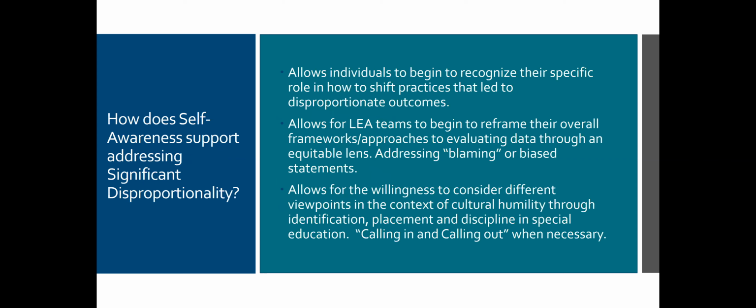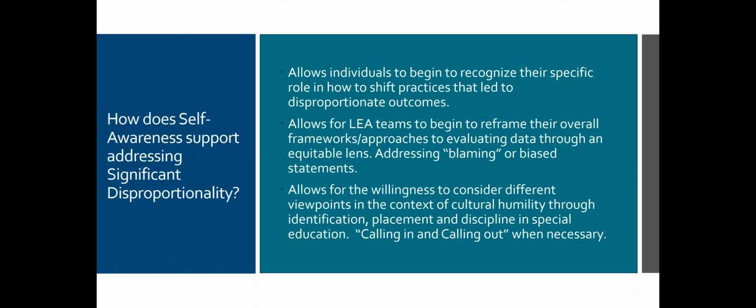And so, as we think about in this very short, brief capturing of self awareness, how does self awareness support addressing significant disproportionality? And so, I offer the following for us to think about. The first one is it allows individuals to begin to recognize their own role and how to shift practices that might lead to disproportionate outcomes. Because whether we realize it or not, they do end up manifesting in a lot of the decisions we make about discipline, about identification, and about placement. And we need to be able to unpack that within ourselves and within our systems to figure out how we can make the shift happen.